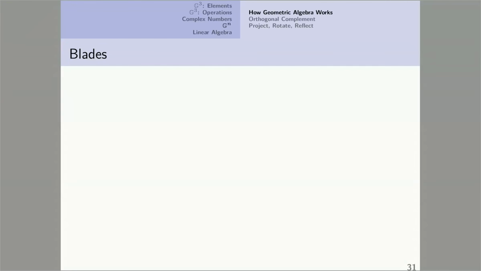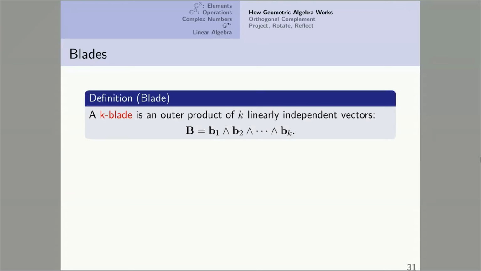This new section generalizes from the geometric algebra G3 to the geometric algebra Gn. We'll start with the definition of a blade. A k-blade in Gn is an outer product of k linearly independent vectors, as shown.